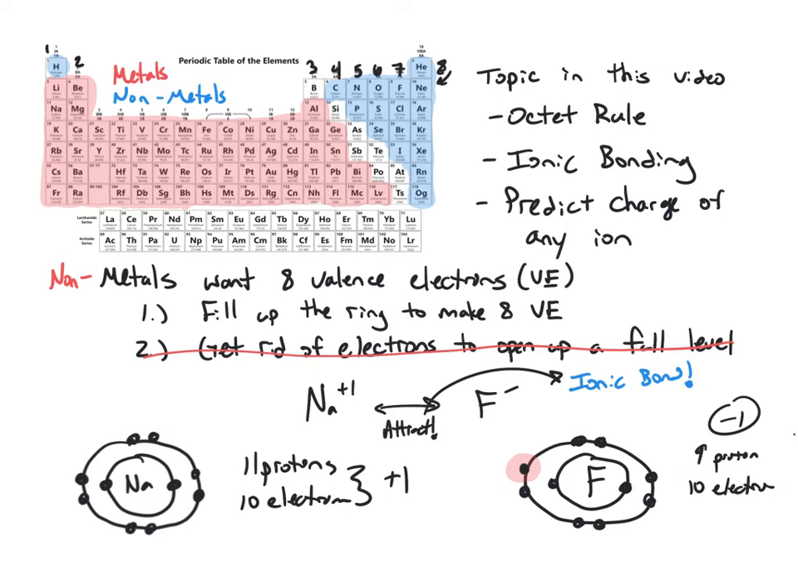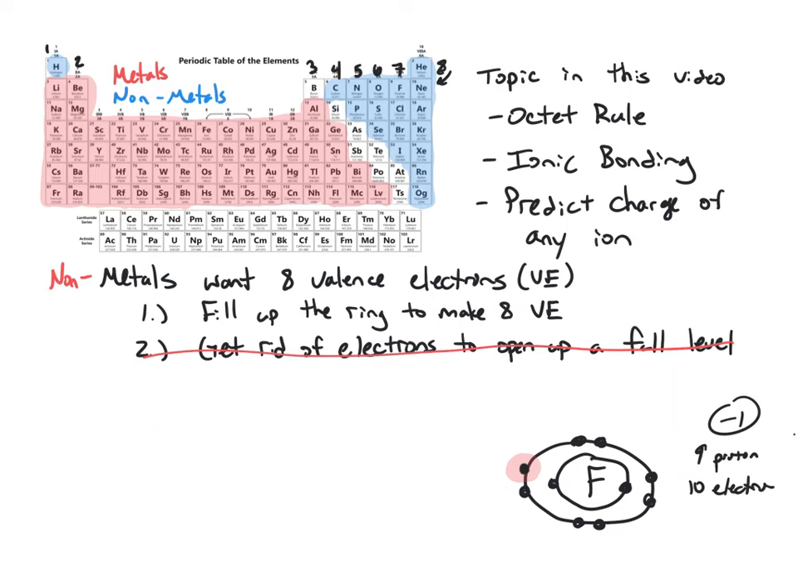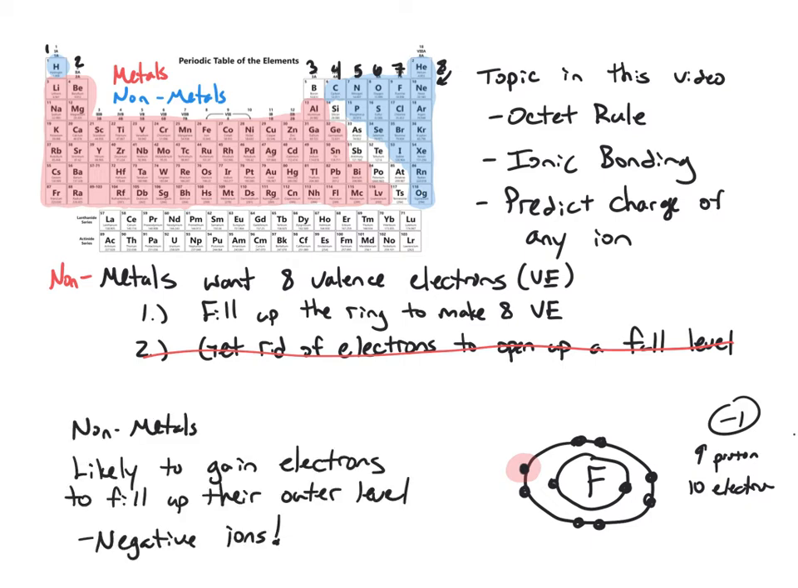And that attraction that they feel between their opposite charge is what we call an ionic bond. So in summary, metals are likely to get rid of their electrons to fill up their energy levels, and that results in positively charged ions, whereas nonmetals are likely to gain electrons to fill up their outside energy levels, and that results in negative ions. And when positive ions and negative ions come in contact with one another, they attract and form an ionic bond.